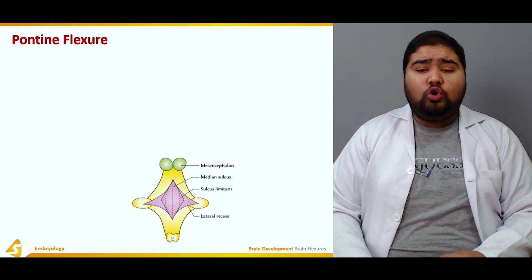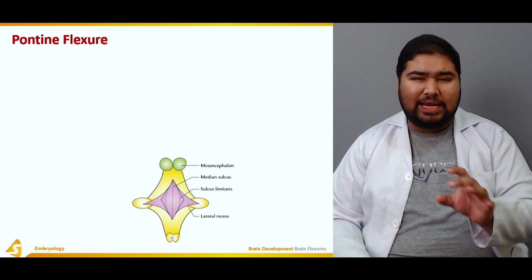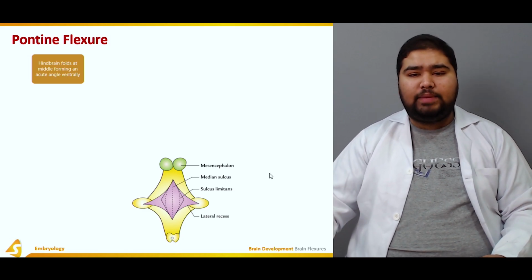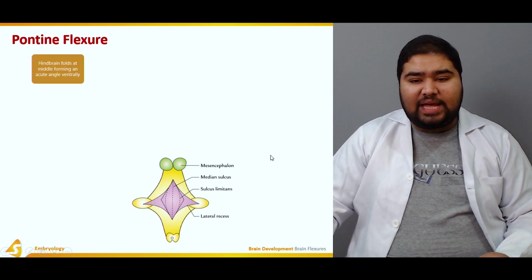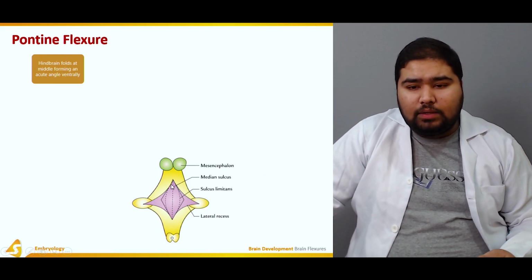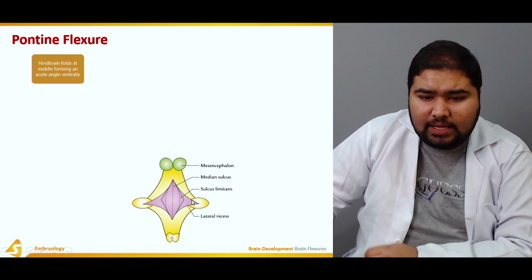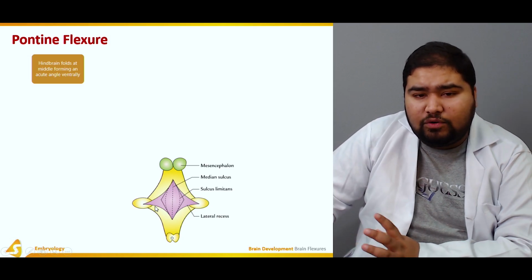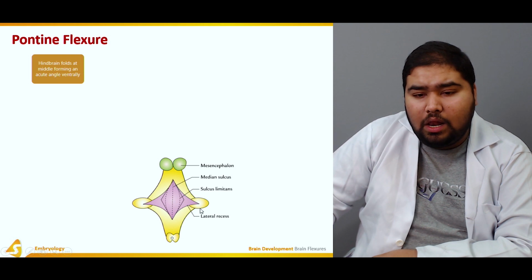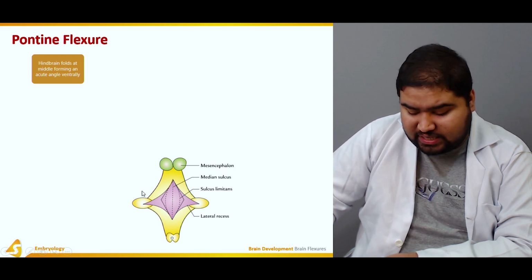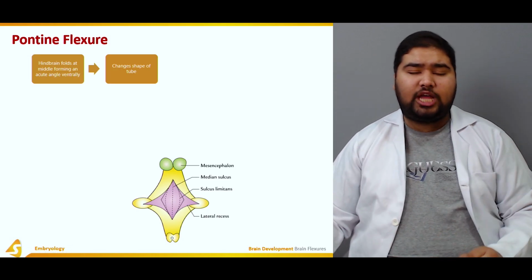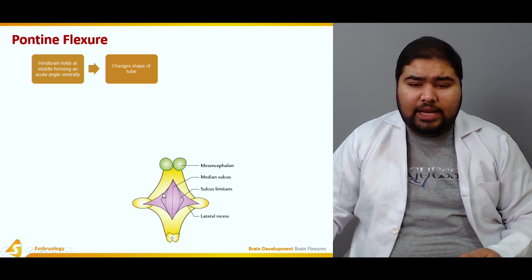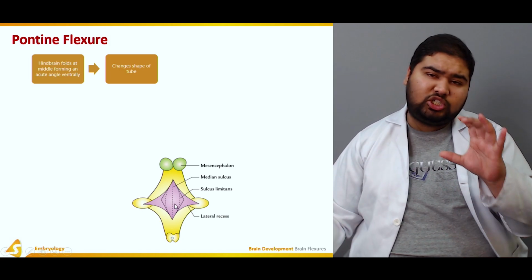Now, we're talking about the Pontine flexure, slightly complicated but very easy once you get it. So the hindbrain folds at the middle, forming an acute angle ventrally. So here in the figure you can see that this in purple is the Pontine flexure. These are the ventral acute angles. This changes the shape of the tube. Now you can see this was the initial shape of the tube, the dotted lines, and now the shape of the tube has been changed.